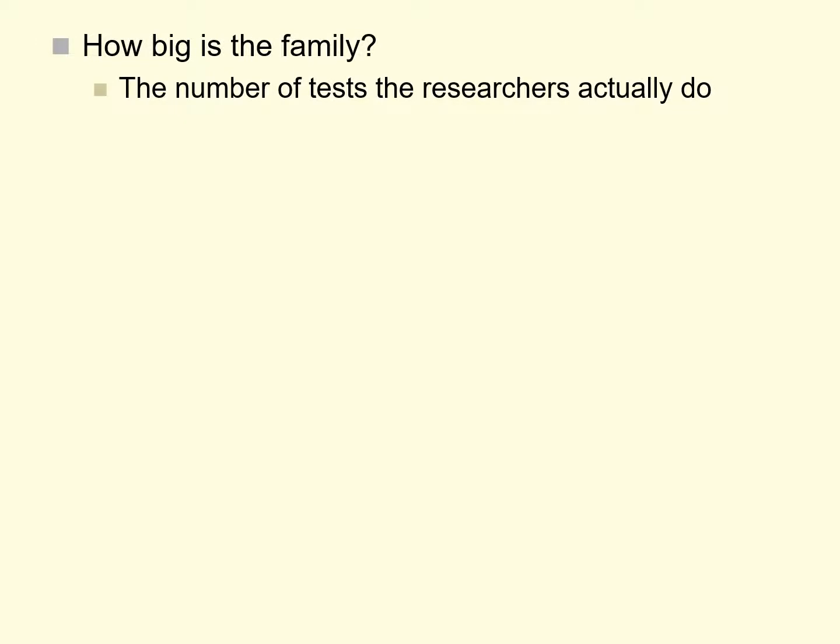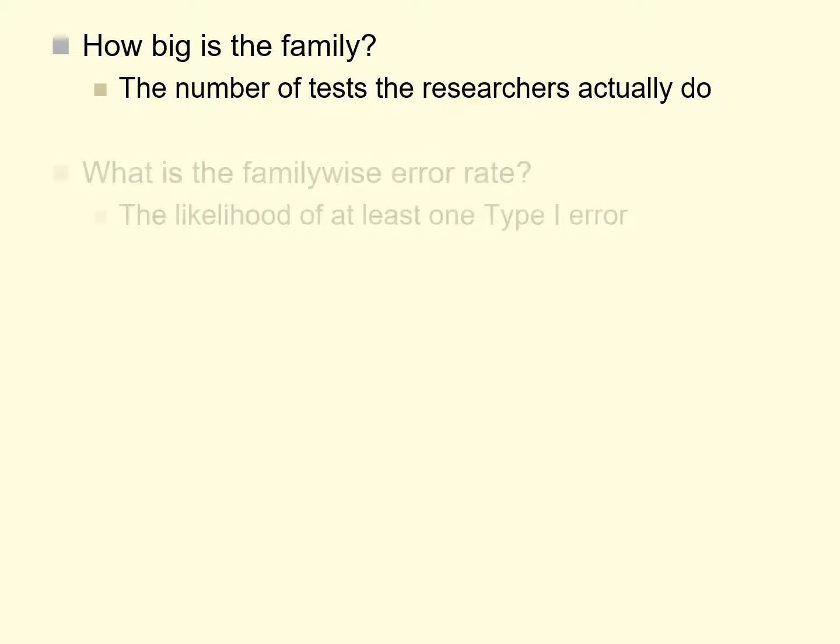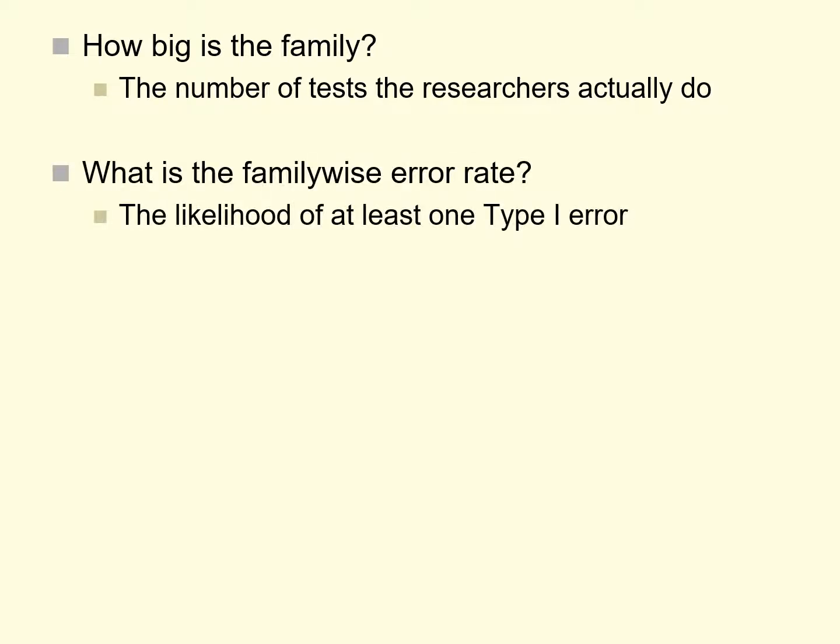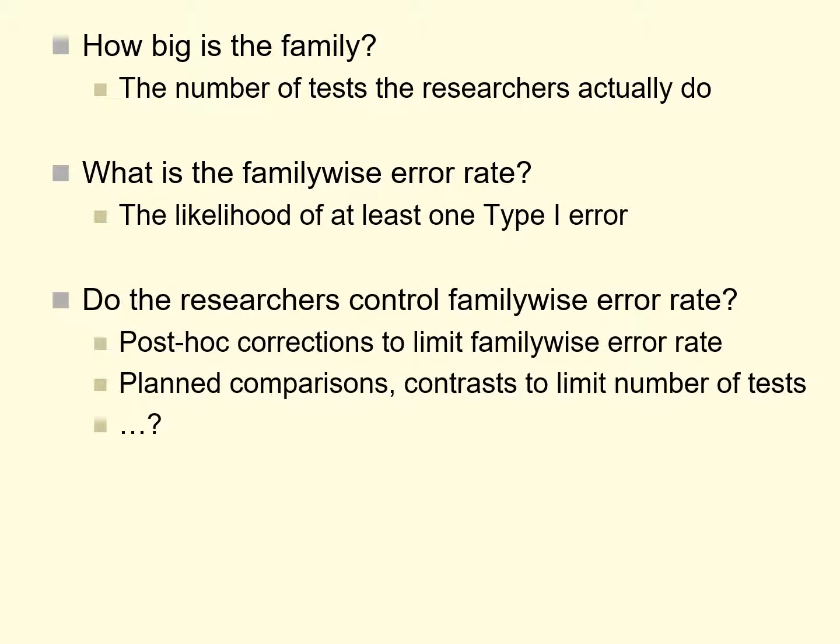If you can guess how many tests you'll need, how many constitute that family, well, how big are the families of tests needed to evaluate the different hypotheses in the paper that you're reading? And what's the family-wise type 1 error rate for each of those families? And finally, what do the researchers do, if anything, to control for family-wise type 1 error rate?